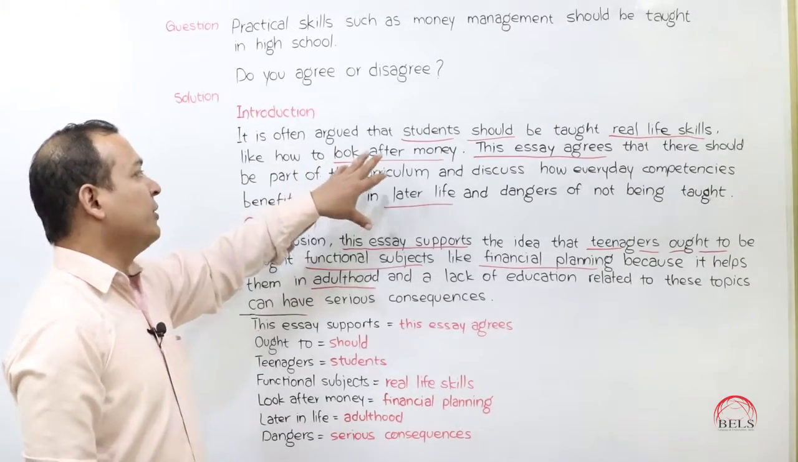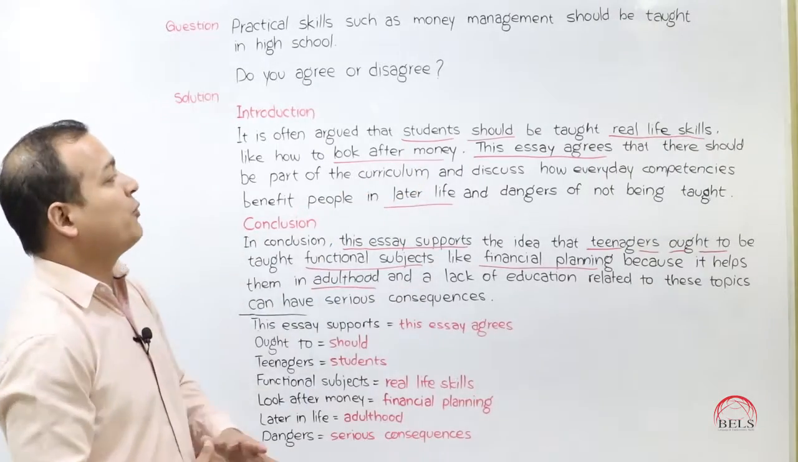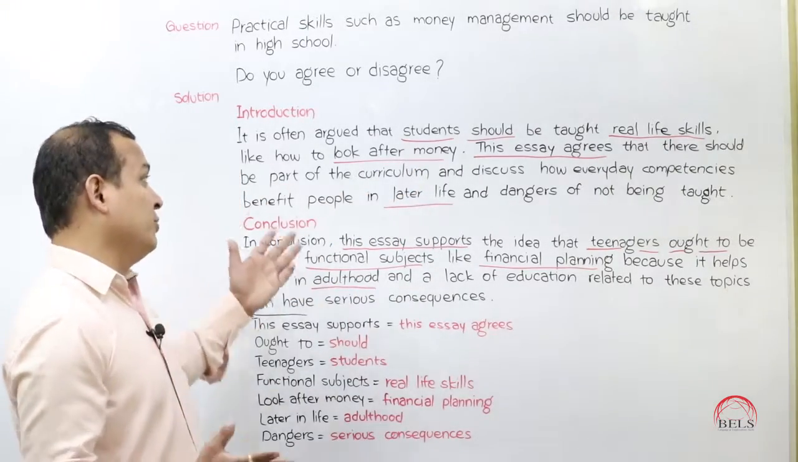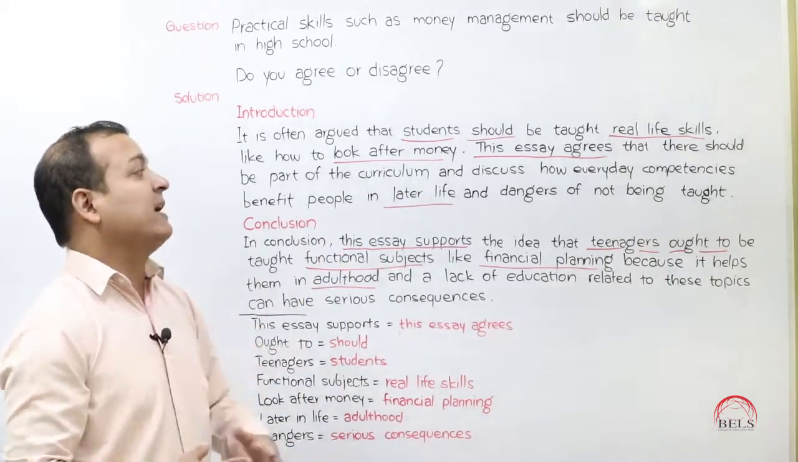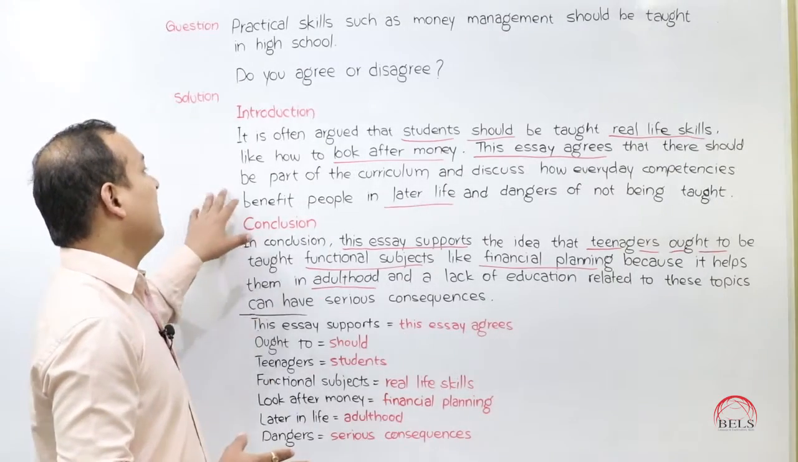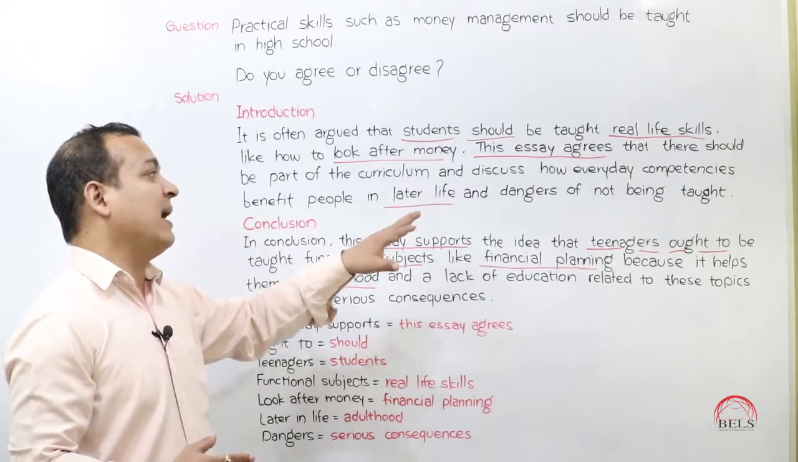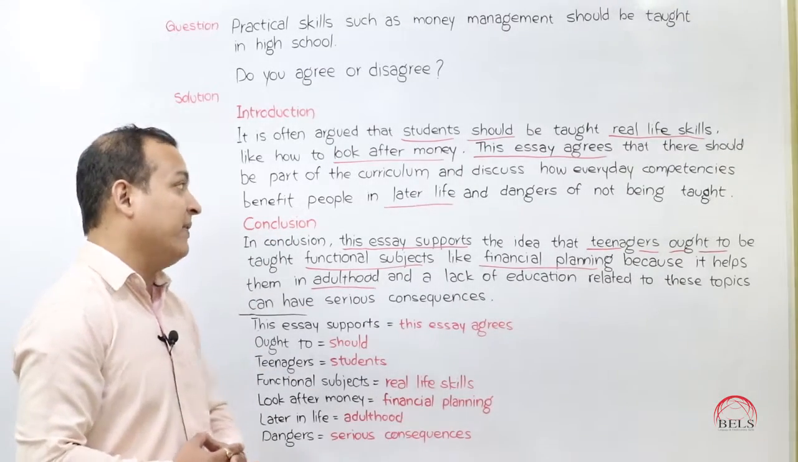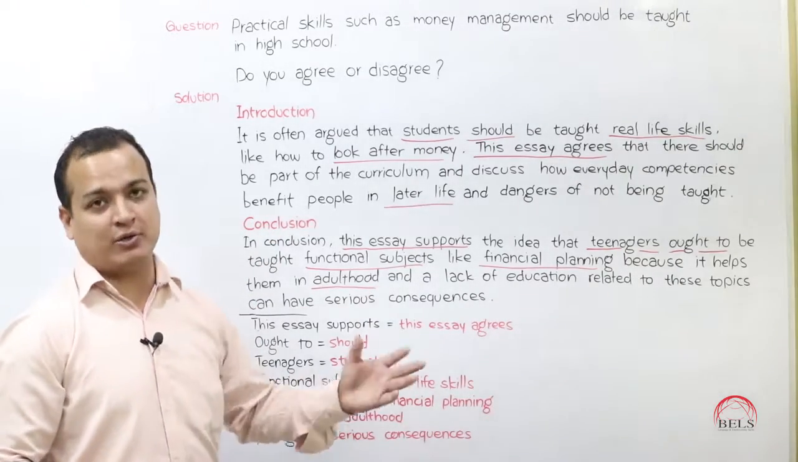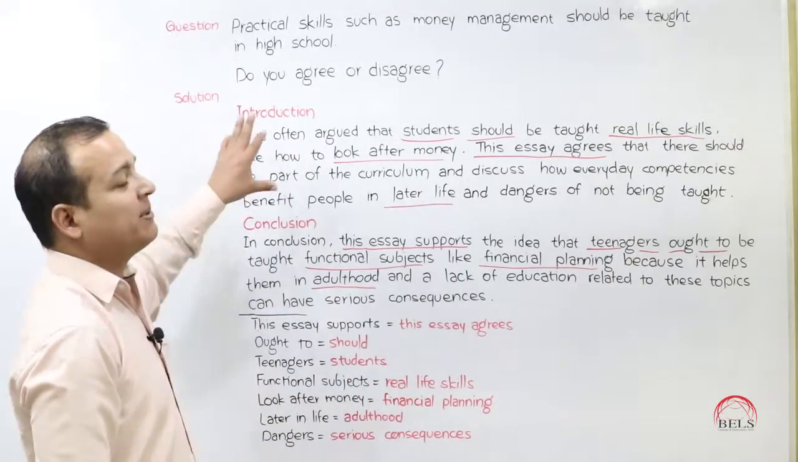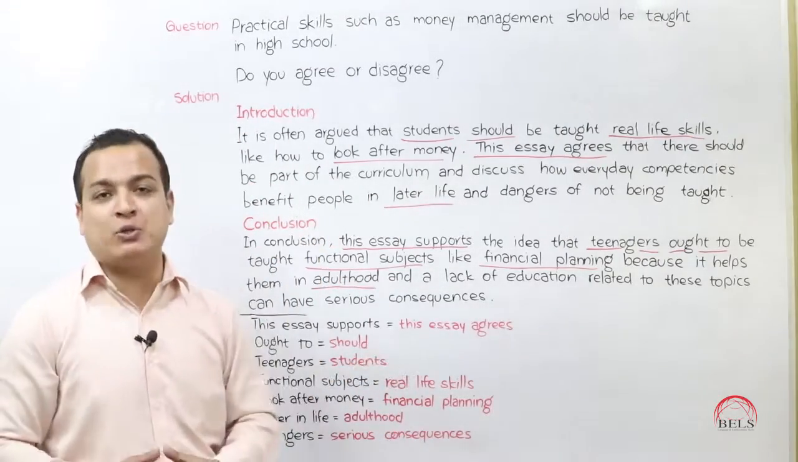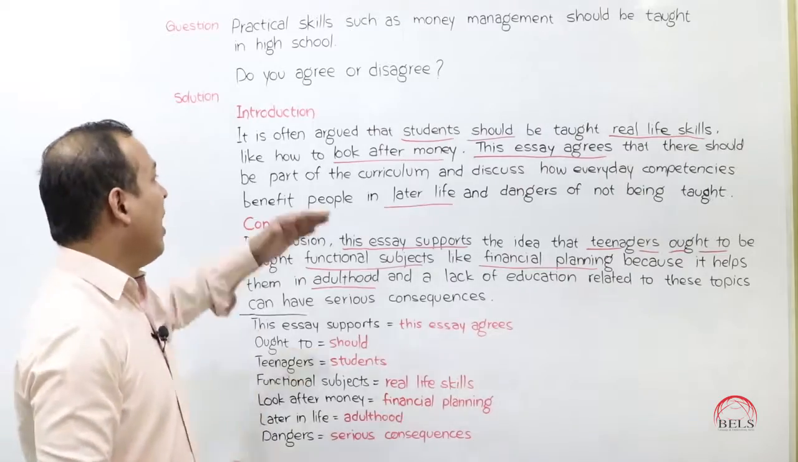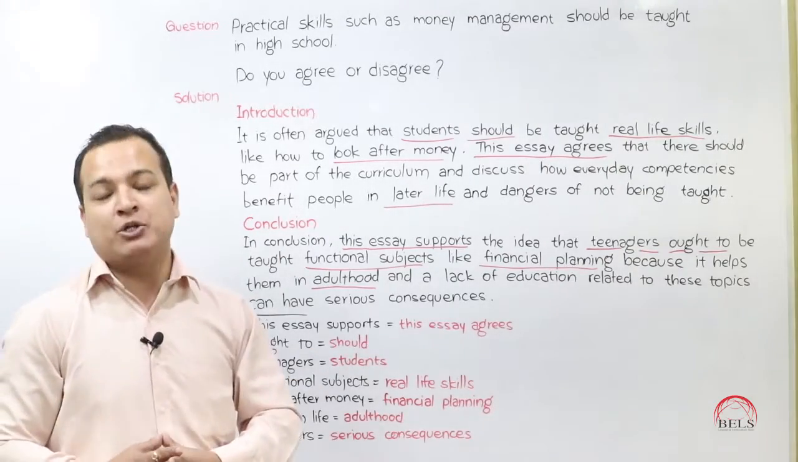It is often argued that students should be taught real life skills like how to look after money. This essay agrees that there should be a part of the curriculum and discusses how everyday competencies benefit people in later life and the dangers of not being taught. So clearly this is the background facts of the topic and what this essay will do. You have explained here. Now how should your conclusion part look?